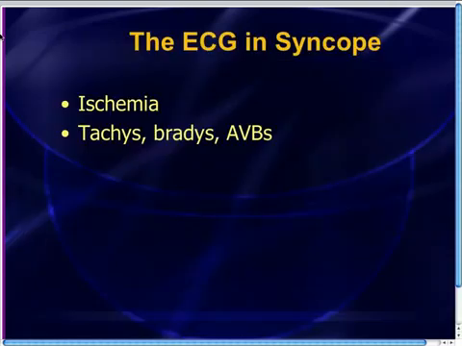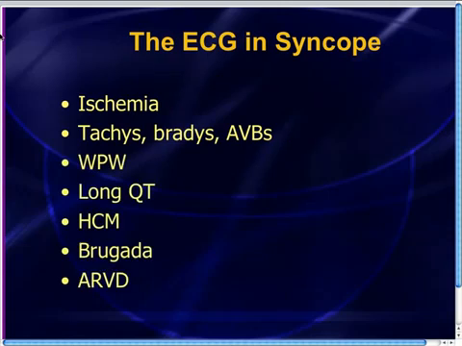So just a brief rundown of what we're looking for in the EKG of post-syncope patients. Everybody looks for ischemia. Everybody looks for tachy dysrhythmias, brady dysrhythmias, and AV blocks. But the other can't-miss things you've got to look for on the EKG of syncope patients are WPW, long QT, hypertrophic cardiomyopathy, Brugada syndrome, and arrhythmogenic right ventricular dysplasia, which is not that commonly diagnosed on EKG alone. We'll talk about it perhaps sometime, but it's not that common, especially in the United States.